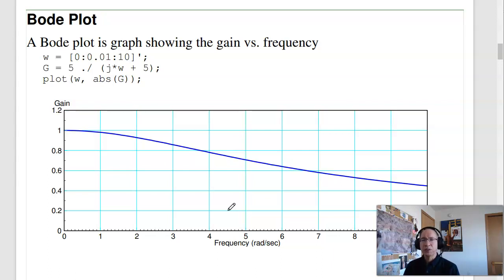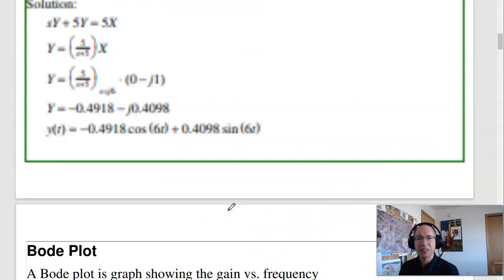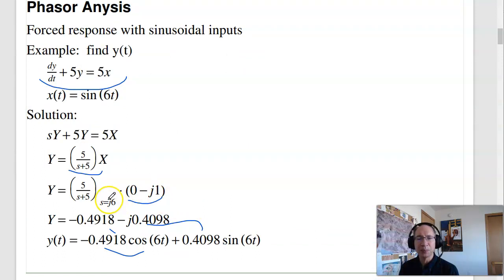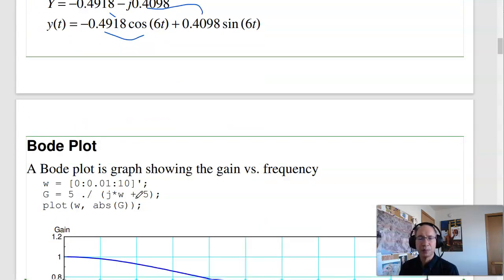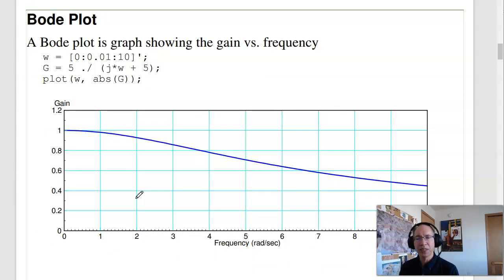So with filters, analysis is actually pretty easy. If I have a specific sine wave as an input, I just analyze that filter at the frequency of the sine wave times the input gives you the output. If I don't know the specific input, I can kind of do a generalized gain. I can calculate the gain at a whole bunch of frequencies. Here I'm picking 100 frequencies between 0 and 10 radians per second, calculating the gain at each frequency, and then plotting the magnitude of the gain.